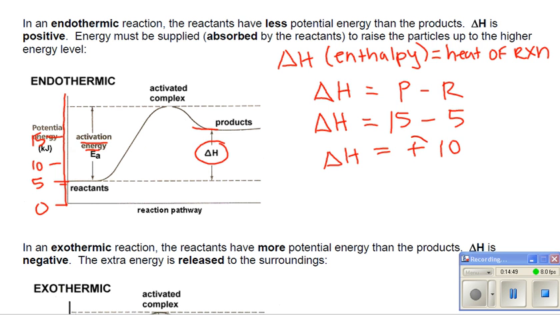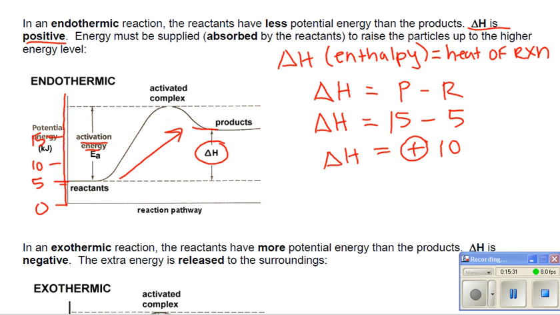Okay, now it's important that you know that this is a positive number because when delta H is positive, like it says in your notes, this indicates an endothermic reaction, meaning energy must be supplied or absorbed by the reactants to raise the particles up to the higher energy level. Okay, so it's at a higher energy level. You can see that. The products are above the reactants. In order for this to happen, energy has to be absorbed. So I need you to be able to look at a diagram like this and see that there's a change in energy right here, and that because the difference is positive, it's endothermic.